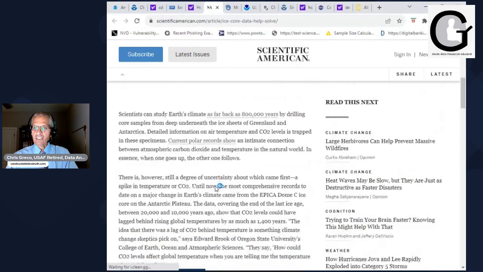But the scientists can study Earth's climate as far back as 800,000 years by drilling core samples from deep underneath the ice sheets of Greenland and Antarctica. Okay, where? Where in Greenland? Where in Antarctica? I want to know, are they digging it? Are they taking it from the same area? Are they taking it from others? And also, those are the only two areas you're getting ice core samples from. Interesting. Okay, nothing from the North Pole, nothing from the north area. Are you getting ice samples from that? As far as I know, in Scientific American, the only thing they talk about is Greenland and Antarctica.